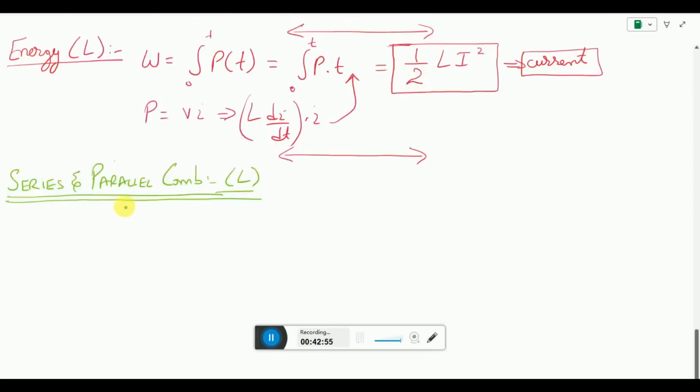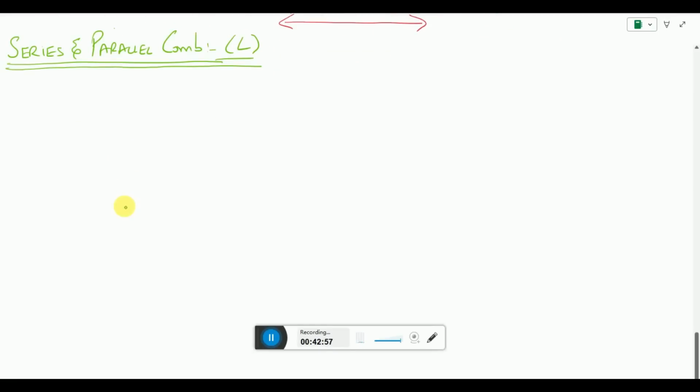So for series combination, let us say we have an independent voltage source V of S, and it is connected to multiple inductors in series. So this is L1, this is L2, and this is L3. We know the voltage appearing across is VL1, VL2, and VL3. So how can we solve this series combination of inductors? The basic idea is to apply the KVL on this.